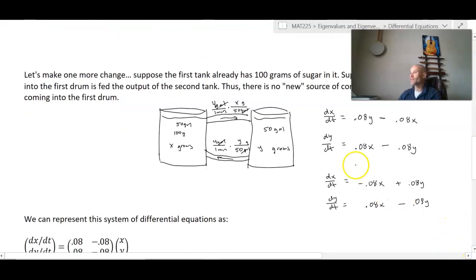Now I want you to note one interesting fact, and that interesting fact is this. If you added up dx dt plus dy dt, in other words, the net change in salt in drum 1 plus the net change in salt in drum 2, you'll get 0 plus 0 equals 0. This is analogous to our closed system where we had people only moving between the two states. The only difference here is that we're not accounting for what stays inside because we're not modeling the size, the number of grams, we're modeling the change in grams. That's what is different here.